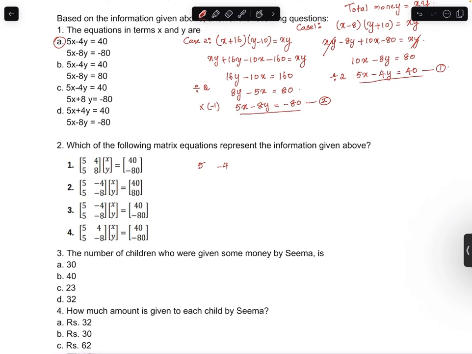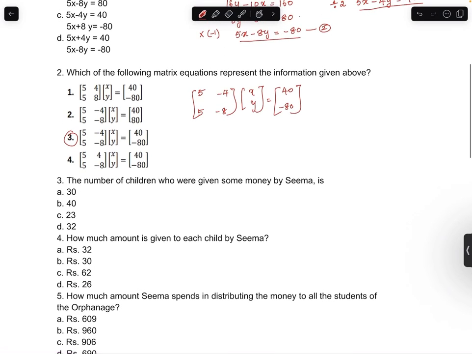Second question, which of the following matrix equations represents the information given above? The matrix with rows 5, minus 4 and 5, minus 8, times the column X, Y, is equal to the column 40 and minus 80. So the answer is 3.